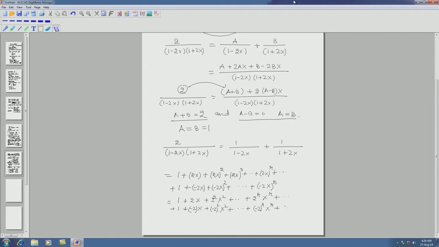So, the coefficient of the rth term for r greater than or equal to 0 is some c r equal to 2 to the power r plus minus 2 to the power r for all r greater than or equal to 0. Thus, the corresponding discrete numeric function is, I write here some c, which is equal to c 0, c 1, c r, such that c r is 2 to the power r plus minus 2 to the power r for r greater than or equal to 0.